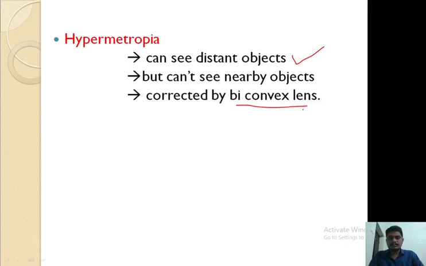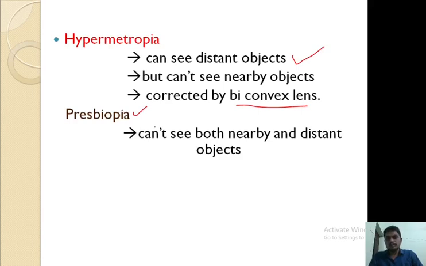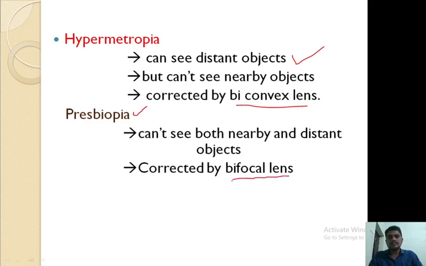There are two more defects. One is presbyopia. This defect arises with aging. With age, the ciliary muscle naturally weakens. It is a combination of both myopia and hypermetropia. The person suffering from presbyopia cannot see clearly both nearby and distant objects, and this can be corrected by a suitable combination of convex and concave lenses. That lens combination is known as a bifocal lens.